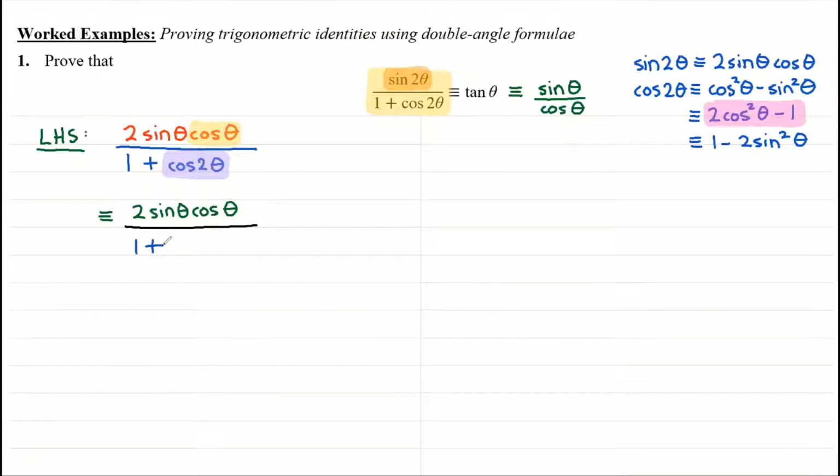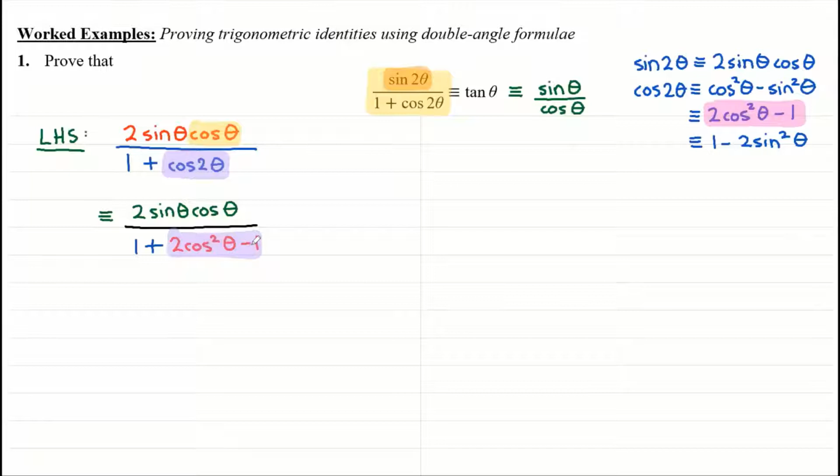So we've got 1 plus. Now I'm going to replace the cos 2 theta with that second identity. So I'll just put it in red. So that's going to be 2 cos squared theta subtract 1. Okay, just using a straight swap from the identity. So the purple bits correspond to each other.